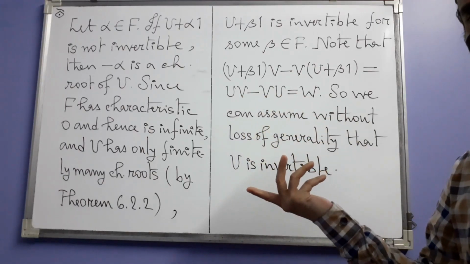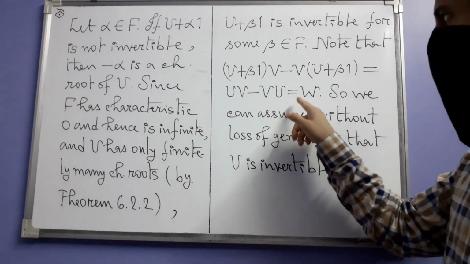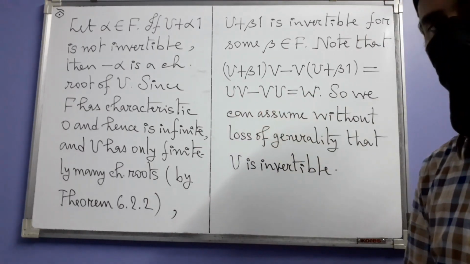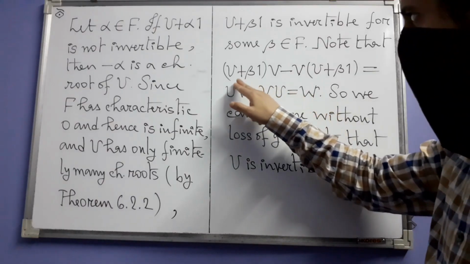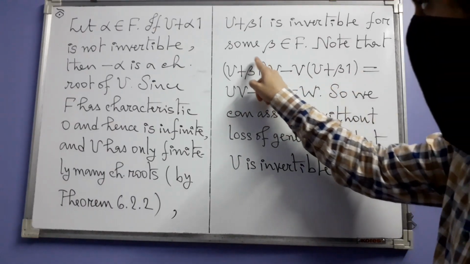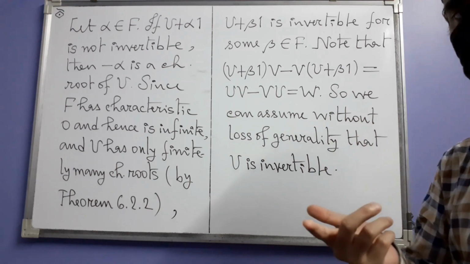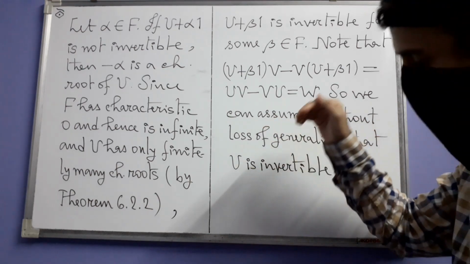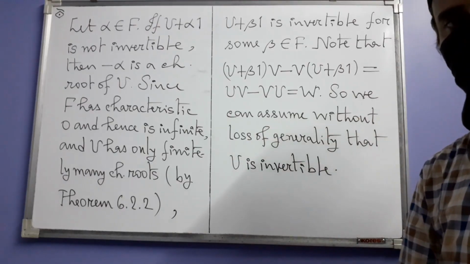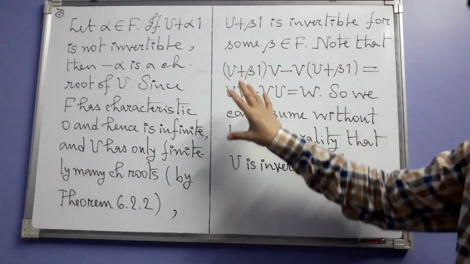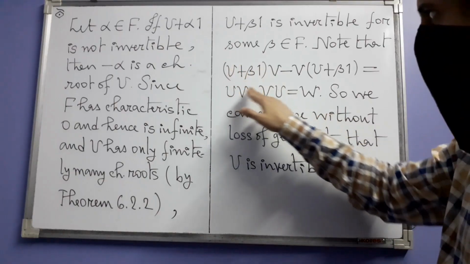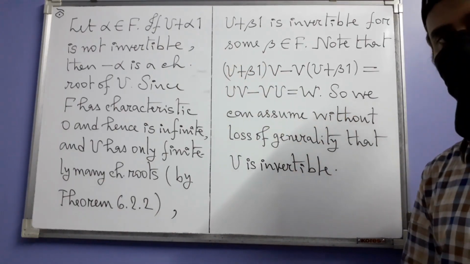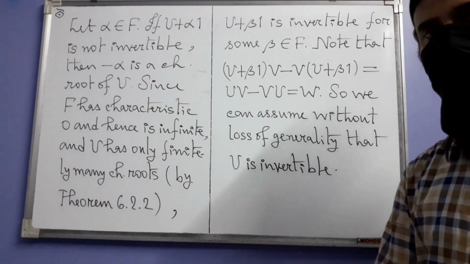This shows that if you can express W in this form, then you can also express W in this form, where the first matrix is an invertible matrix. So we can assume without loss of generality that u itself is invertible. If it is not originally, then you are considering one such matrix. Let us call that u itself. And now we will start our calculation.